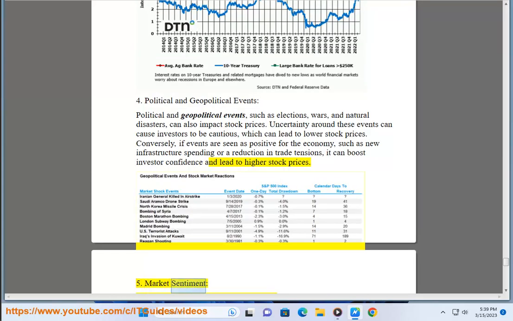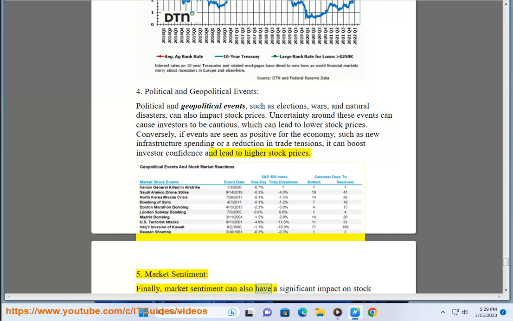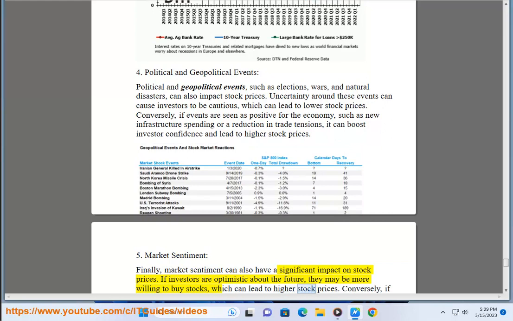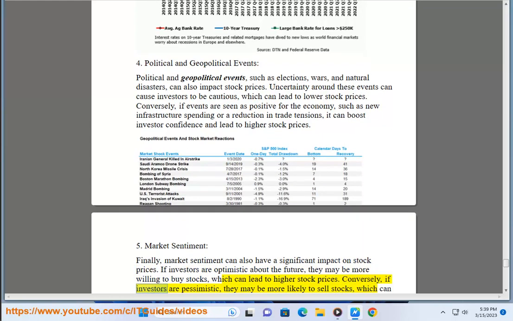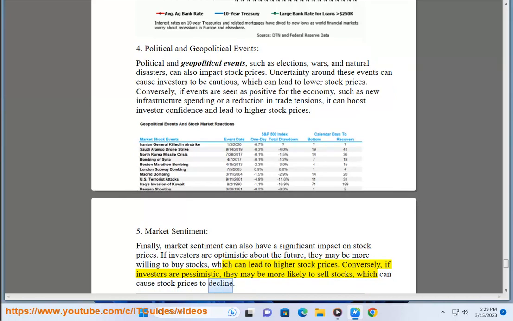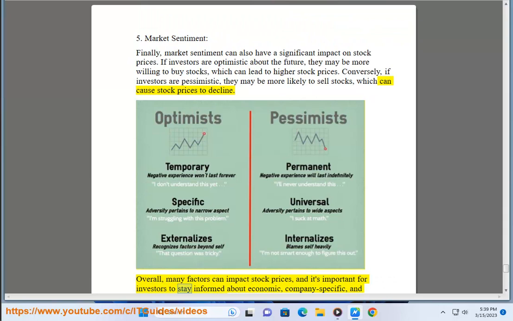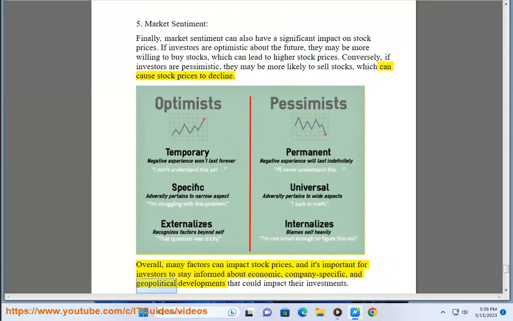5. Market sentiment. Finally, market sentiment can also have a significant impact on stock prices. If investors are optimistic about the future, they may be more willing to buy stocks, which can lead to higher stock prices. Conversely, if investors are pessimistic, they may be more likely to sell stocks, which can cause stock prices to decline. Overall, many factors can impact stock prices, and it's important for investors to stay informed about economic, company-specific, and geopolitical developments that could impact their investments.